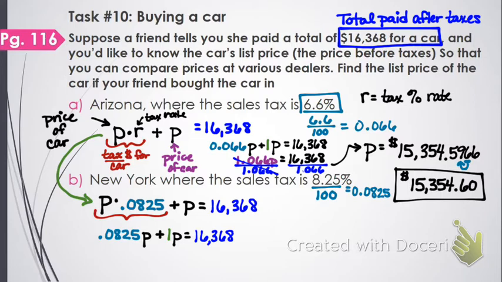What can I do from here? Before I divide. Yes. These p's right here are like terms. So I'm going to add the 1 and that decimal together, and then I can divide. I'm going to combine it so that I have just a p in one spot. So I'm going to have to bring my work over here to do that. So that would give me 1.0825p is equal to 16,368.